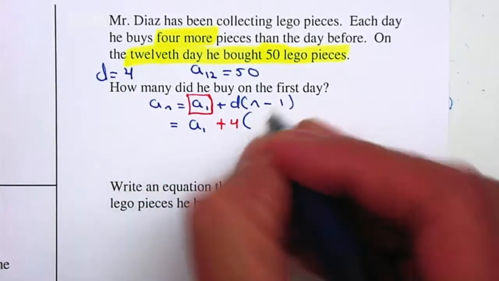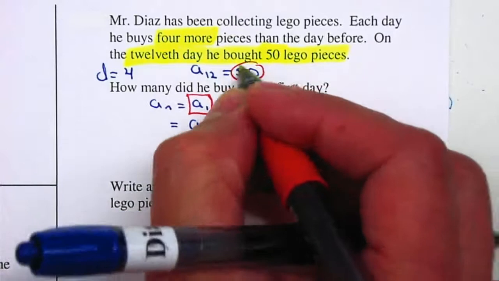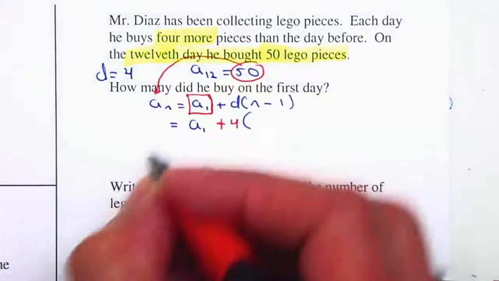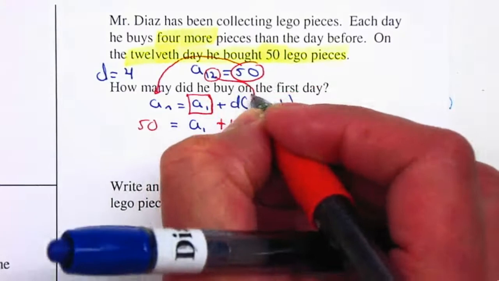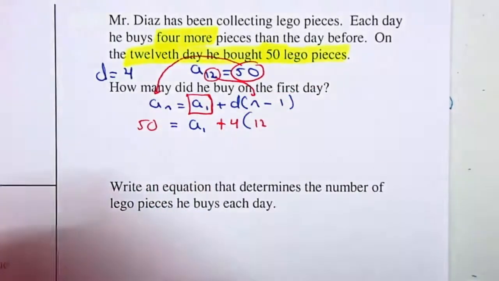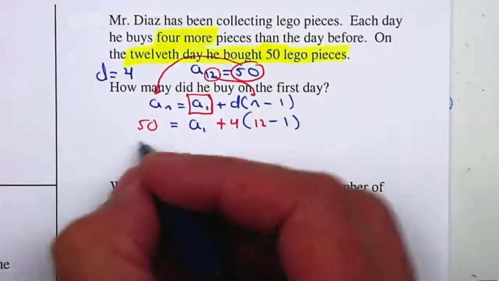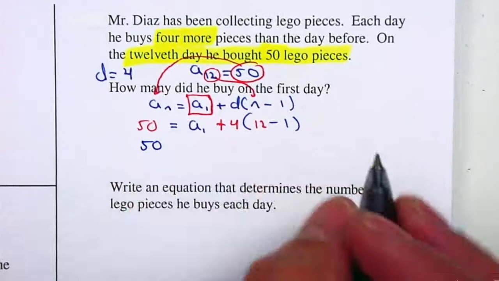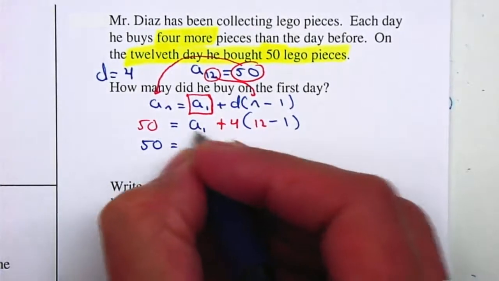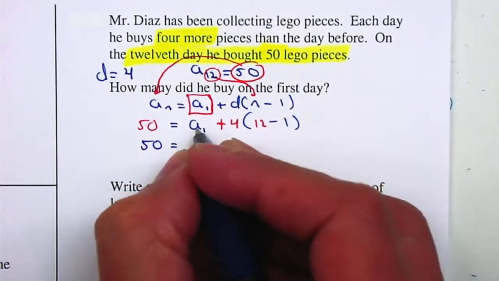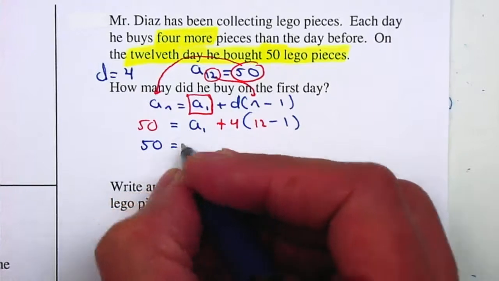So therefore, 50 is my term, and n is my term number, which is the value of n. So it'll be 12 minus 1. And from there I can solve for A sub 1, because A sub 1 is the only variable that's left. And that will tell me how much Mr. Diaz collected during the first day.